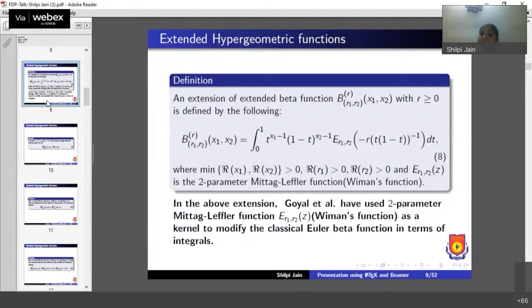An extension of the extended beta function with r greater than or equal to 0 is defined by, this is the definition of the extended beta function, the integral from 0 to 1 of t^(x1-1) (1-t)^(x2-1) E_(r1,r2)(-r/(t(1-t))) dt, where the minimum of real x1, real x2 is greater than 0, real of r1 is greater than 0, real of r2 is greater than 0, and E_(r1,r2) is the two parameter Mittag-Leffler function, which is also known as the Riemann function. In the above extension, Goyal et al. have used the two parameter Mittag-Leffler function E_(r1,r2)(z) as a kernel to modify the classical Euler beta function in terms of the integral.